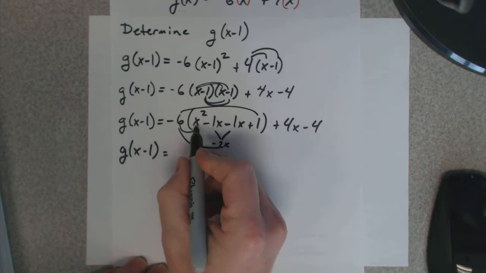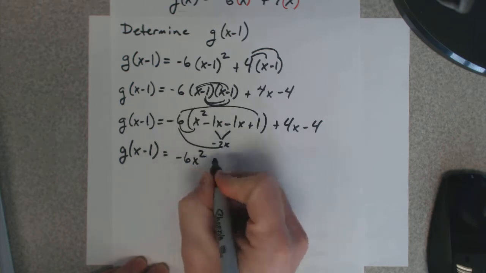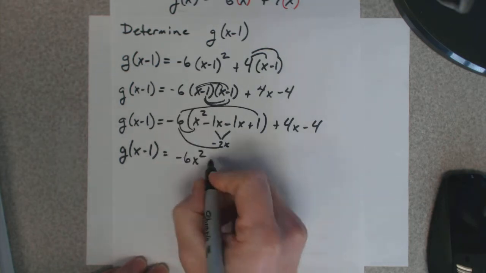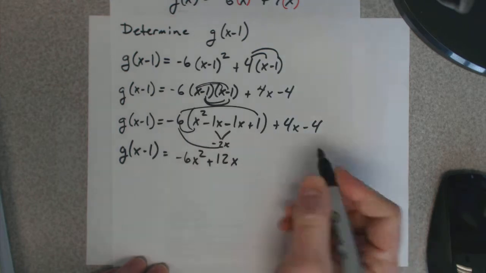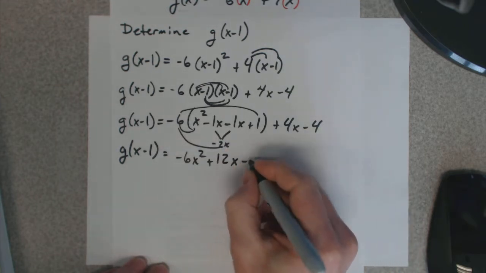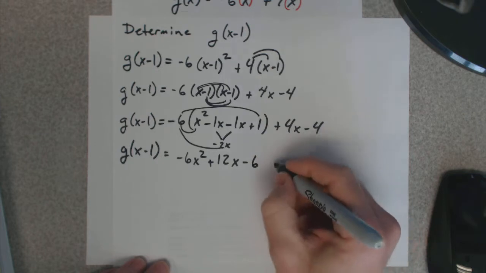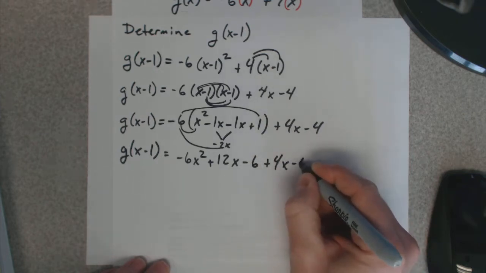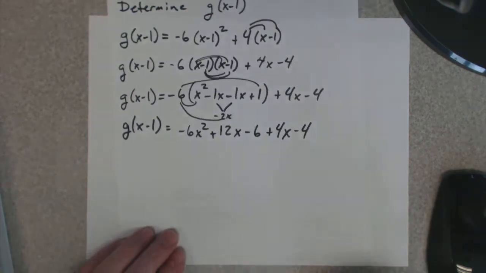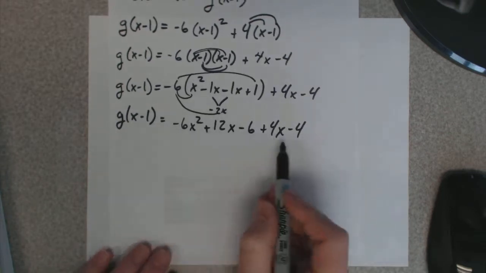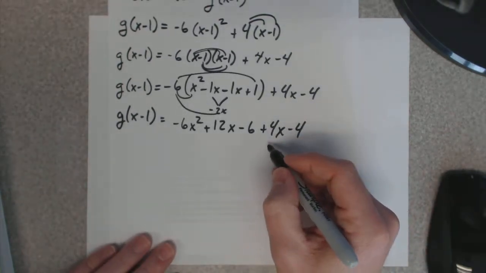Alright, so negative 6 times this guy is a negative 6x squared. Negative 6 times negative 2 is a positive 12x. Negative 6 times 1 is a negative 6. We still get this out here. Now we just want to prettify it. Basically combine like terms. Make it pretty.